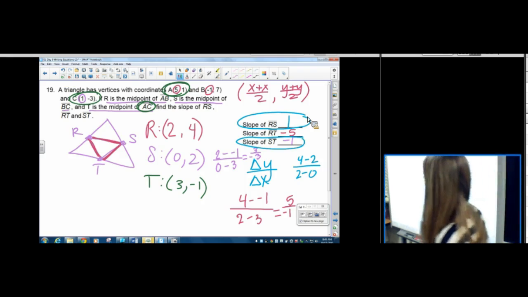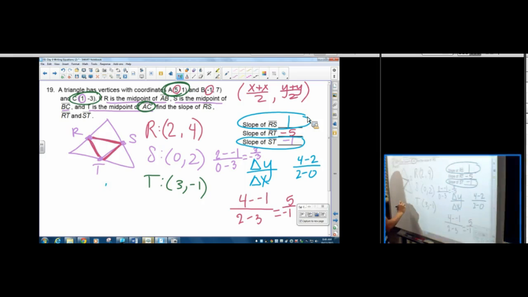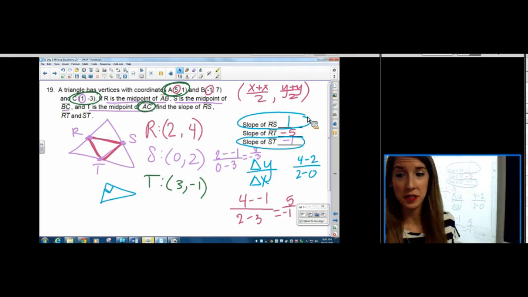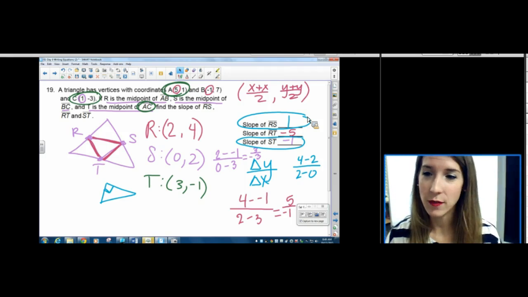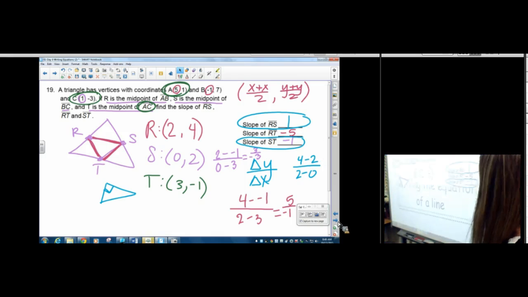So we know that my picture was not drawn to scale. We actually know that it was a right triangle because 1 and negative 1 are opposite reciprocals. So they are perpendicular. So that actually formed a right triangle, which is kind of cool.